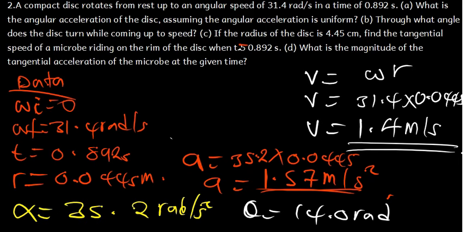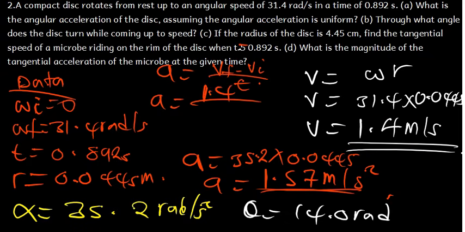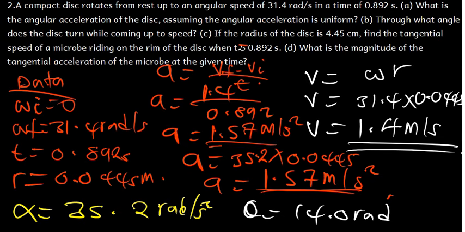We know that acceleration is equal to V final minus V initial divided by the time. The V initial is 0. The velocity at this point, which we have found, is 1.4, divided by the time, which is 0.892. If you calculate this, you're going to find 1.569, which is the same as 1.57 meters per second squared. You're going to find the same answer.